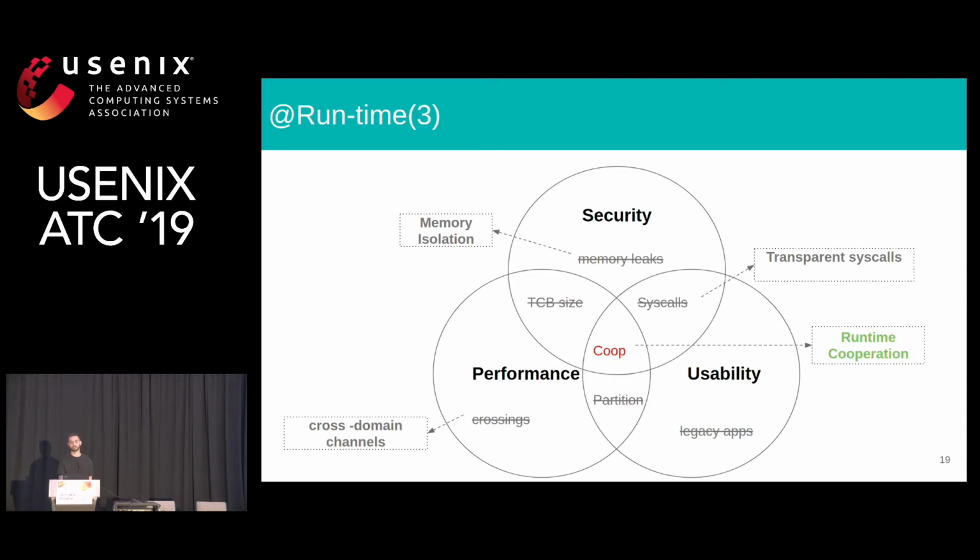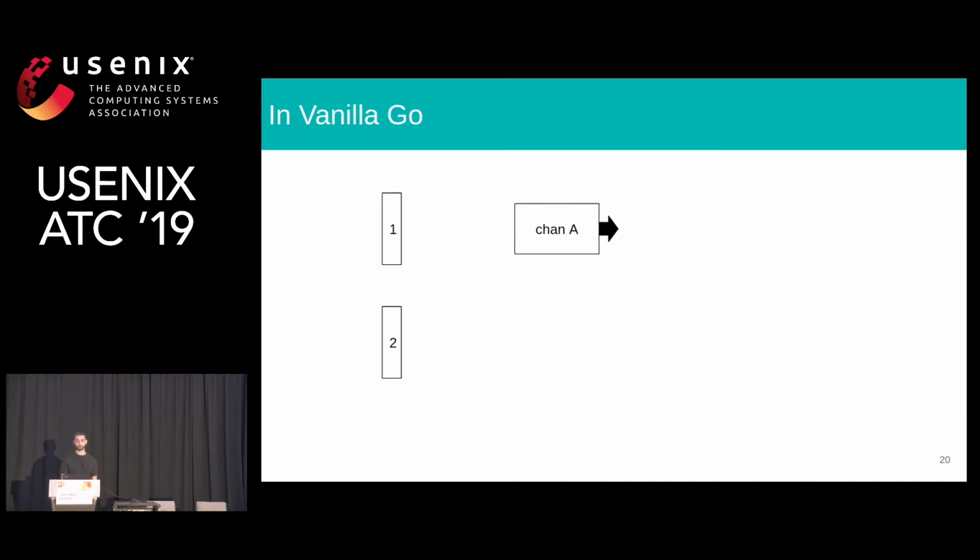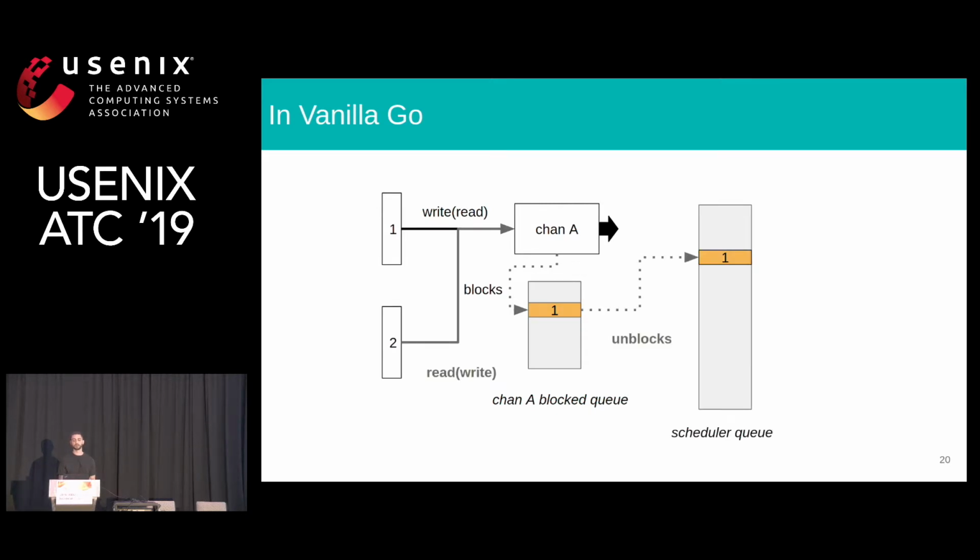OK, now runtime cooperation. So how do you get Go routines and secure routines to communicate, synchronize, and block on shared channels? In regular Go, the way it works is that routine 1 is going to do a write to a channel, which is a blocking operation. So it's going to get wrapped inside a special data structure and then queued in a block queue. Then routine 2 comes along, performs a read, which will unblock routine 1, put it back inside the scheduler queue, and then at some point the scheduler decides to reschedule routine 1.